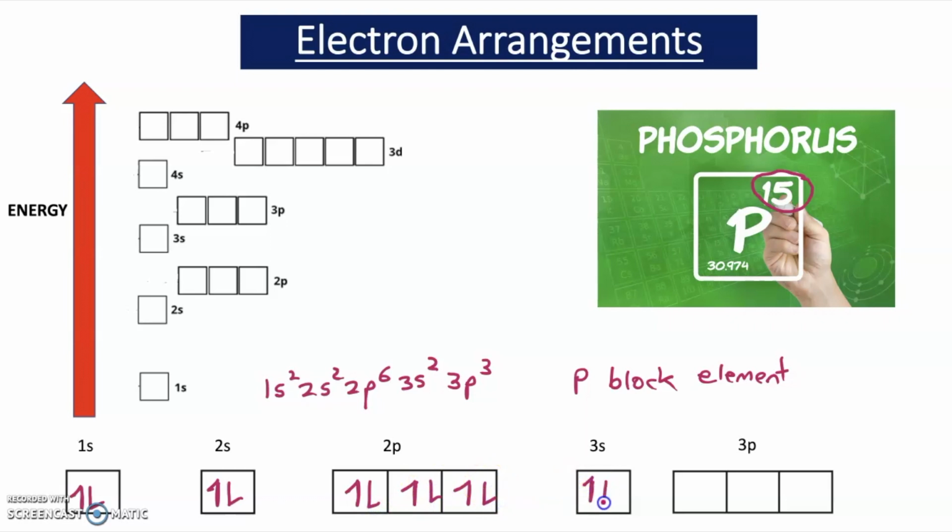So you can see it's 1s2, 2s2, 2p6. Again, I put them in singly before I pair them up. So the last electron is going into a p orbital, so therefore phosphorus is classed as a p block element.